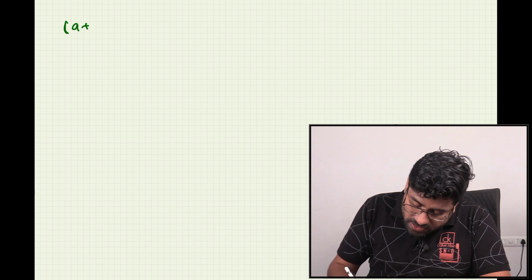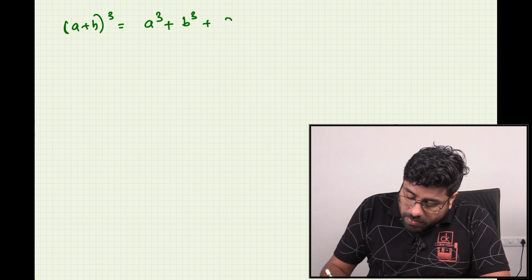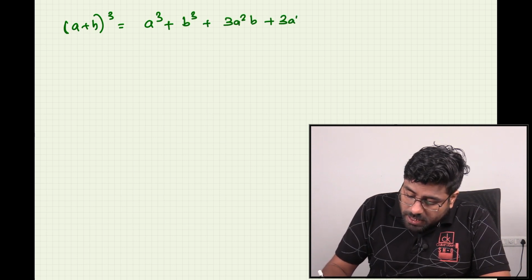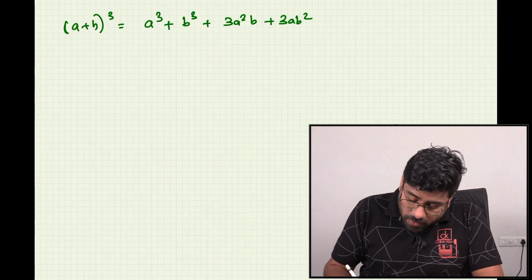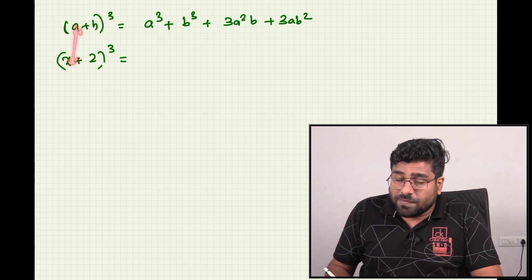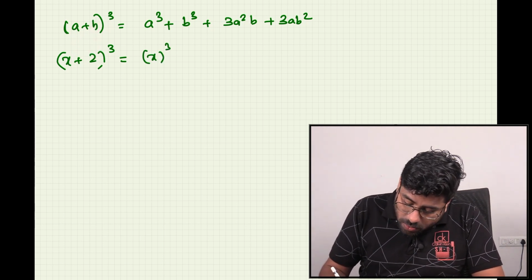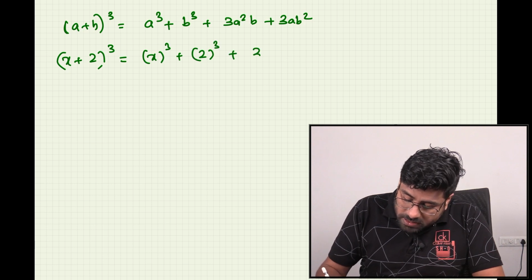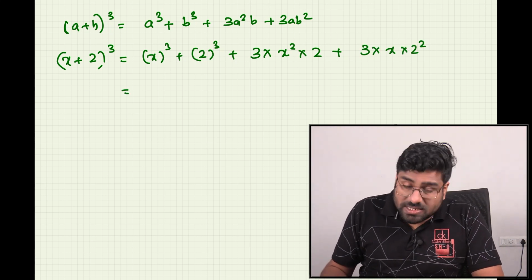I'll write it for you, right? That is going to be of the form a plus b the whole cube is equal to a cube plus b cube plus 3a square b plus 3ab square. That is the expression, right? Now when you have an expression like this, x plus 2 the whole cube, I can compare it. X plus 2 the whole cube means your a is taking the value of x, your b is taking the value of 2. So you can do the substitution. So that is going to be x cube plus 2 cube plus 3 into x square into 2 plus 3 into x into 2 square. This is the expression.